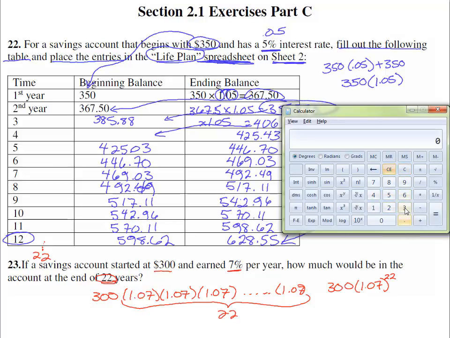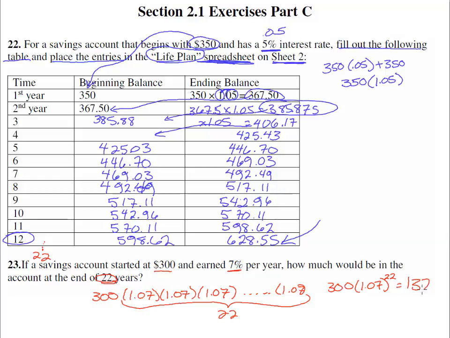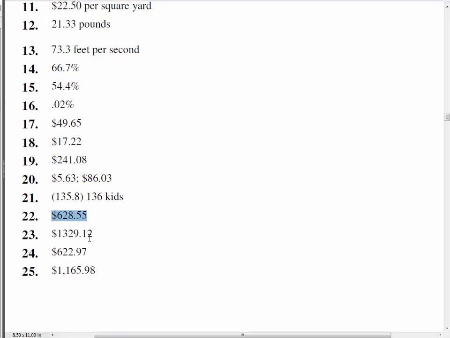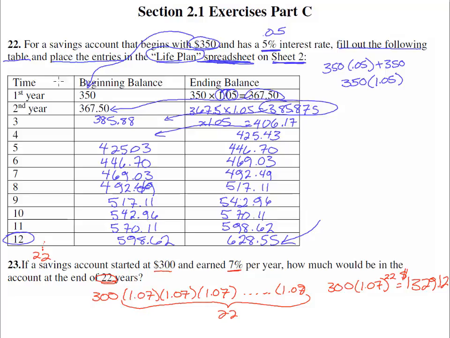Clear everything. 300 times 1.07 to the, that's the exponent, 22nd power. And it equals 1,329.12. Let's check our answer and see if that came out right. 1,329.12. Oh, that was slick. That was nice. Okay, let's move on to number 24 and 25.